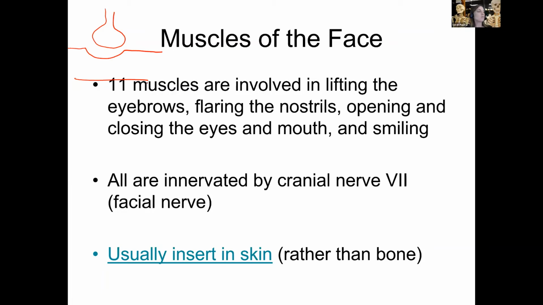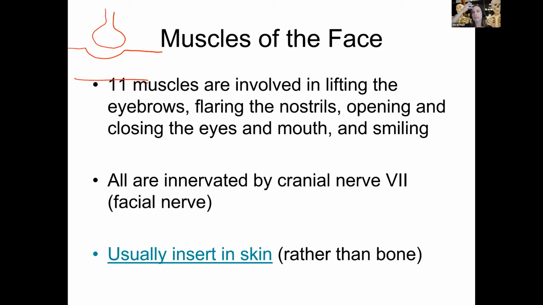Okay. Now, the reason I'm pointing out some of these muscles of the face is because one thing is very different about them. If we think about origin, insertion, and action, normally the origin, I told you, is the immovable bone. The insertion is the movable bone. When we're talking about muscles of the face, they do not insert into bone. Instead, these are muscles that are going to insert into the skin and other muscles.